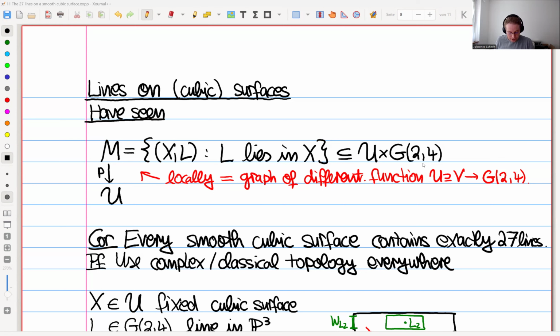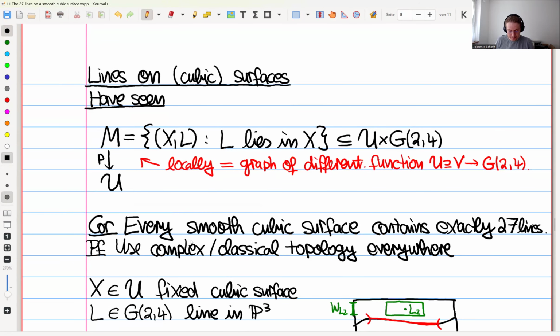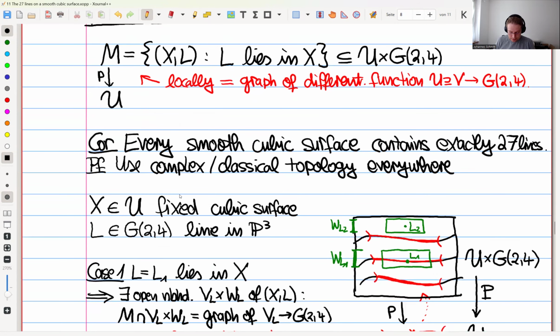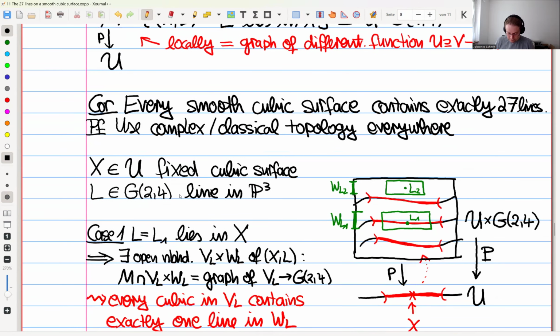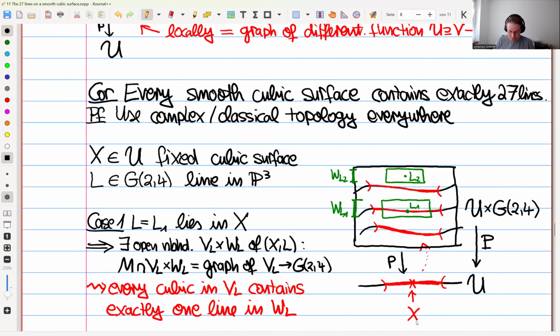Okay, and so you can conclude as a corollary from this that every smooth cubic surface contains exactly 27 lines. And so in this proof, we're going to use this complex or classical topology everywhere, because this is locally in this classical topology, and so we have to use that one. And so let's say we have a fixed cubic surface X.